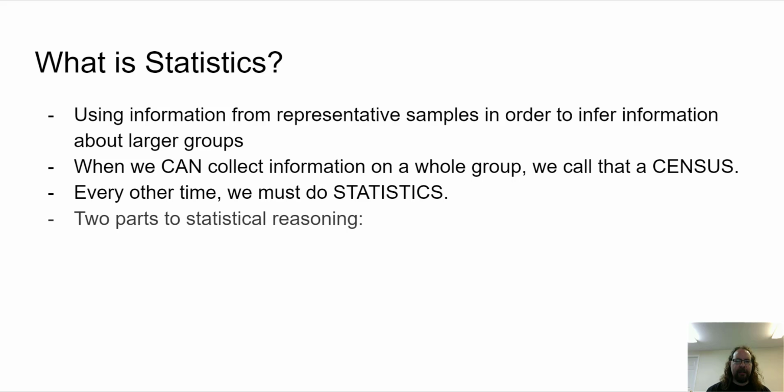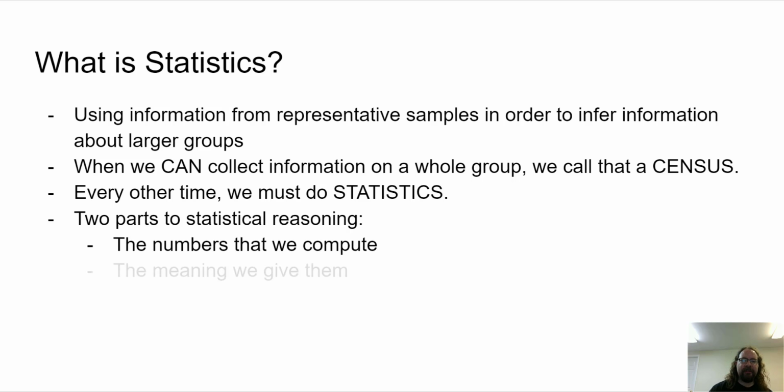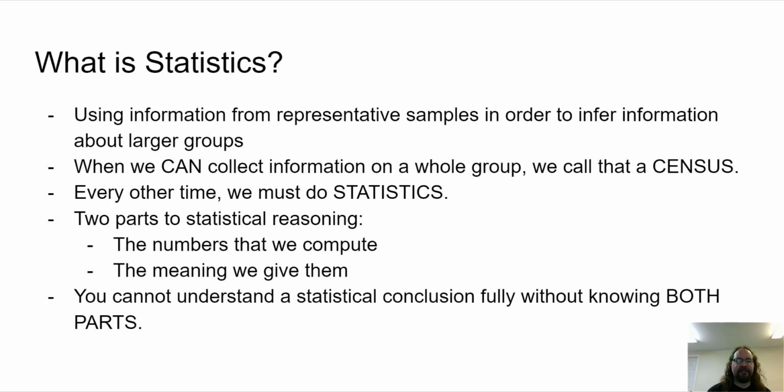But if we can't collect information on a whole group, we must do the practice of statistics. There are two main parts to statistical reasoning, and we have done both parts at different times in this course: the numbers that we compute and the meaning that we give them. We cannot understand a statistical conclusion fully without knowing both of those parts. As an example, we might compute a p-value, but then we give that p-value a meaning when we draw a conclusion about a hypothesis.